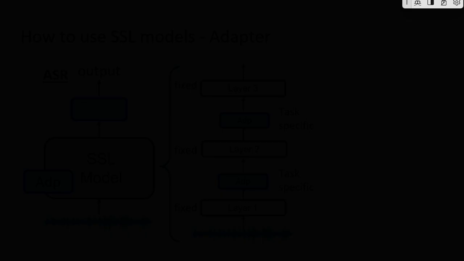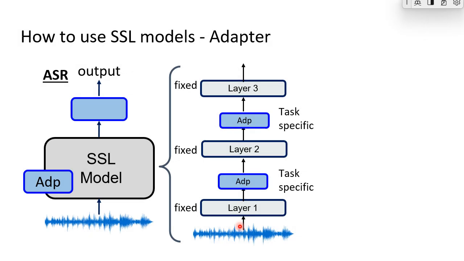Another way to use the self-supervised model is based on adapters. What is an adapter? An adapter is a small module inserted into the self-supervised model. When you use the adapter, the parameters in the original self-supervised model are still fixed, and you only learn the inserted adapter. You only learn the parameters in the adapters.